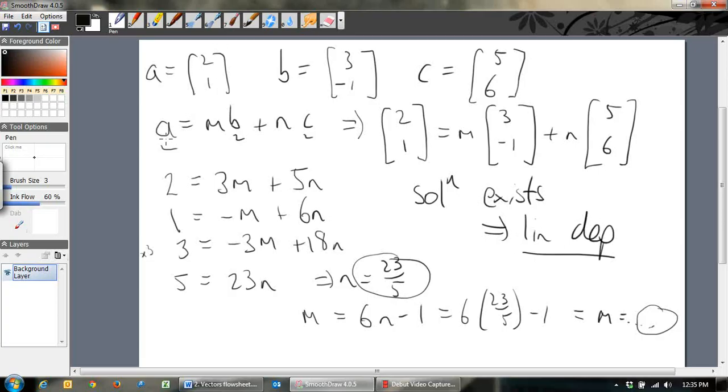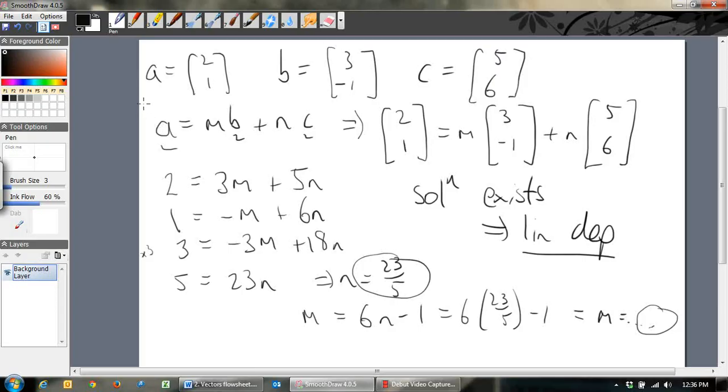In other words, we can write A as a linear combination of B and C. That means we don't really need A if we're trying to construct things out of vectors. We can just use B and C to do the same job as A. They're linearly dependent. If we're unable to find a solution for these simultaneous equations, and sometimes simultaneous equations don't have solutions, then that would mean they're linearly independent. And basically that's all you have to do.